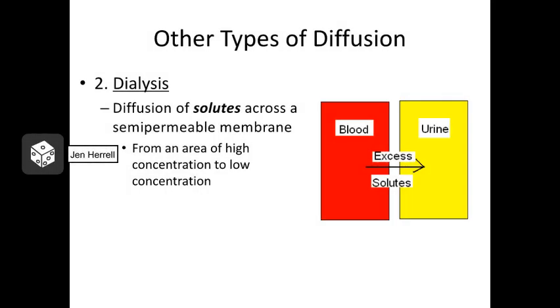There are several different specific types of diffusion that exist, and the first one is known as dialysis. In dialysis, we're going to focus on the movement of the solutes across a semi-permeable membrane, like a membrane like dialysis tubing or a cell membrane. In general, molecules still like to move from areas of high concentration to low concentration.